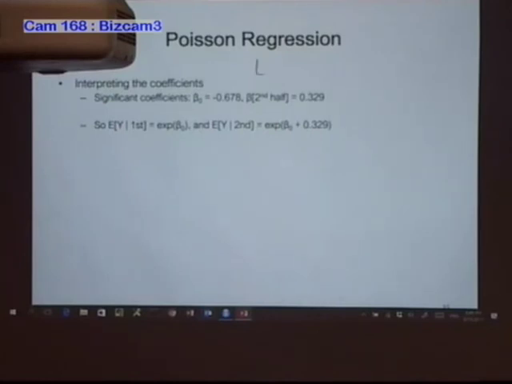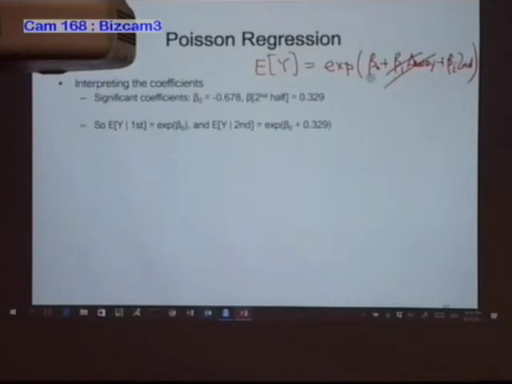Our model is the expected number of goals is exp of beta 0 plus beta 1 for away, that's not significant anyway, plus beta 2 times second half. That's our model, we have some betas. If we know this is not significant, we remove that, we just ignore it.